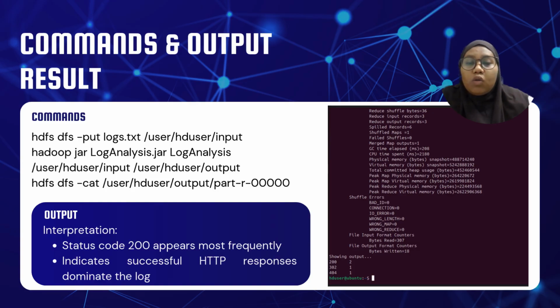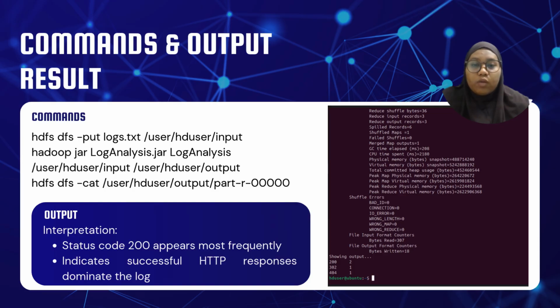Explanation: status code 200 occurred two times, representing successful requests. Status code 302 occurred one time, for redirection. Status code 404 occurred one time, a client error, page not found. Analysis: MapReduce correctly counts the frequency of each status code, demonstrating distributed computation of key-value pairs and easy scalability to much larger data without changing the programming logic.